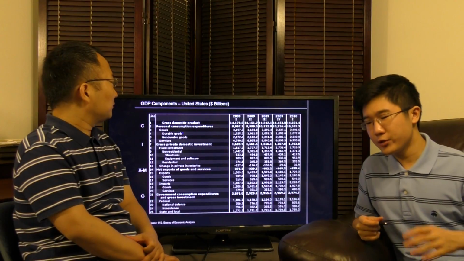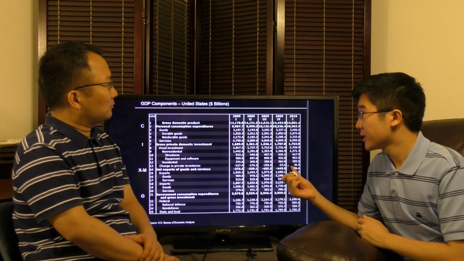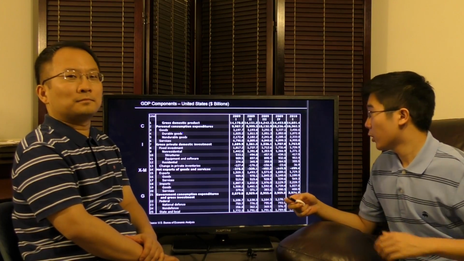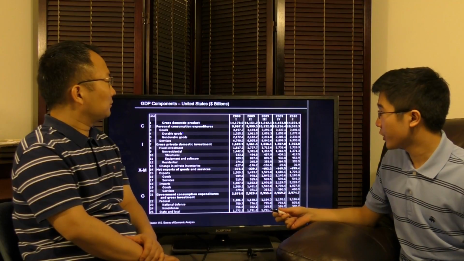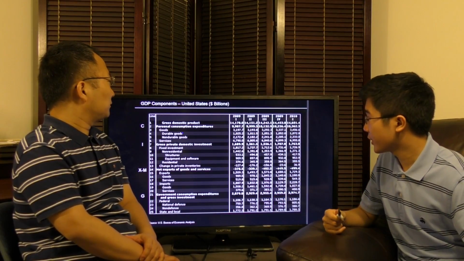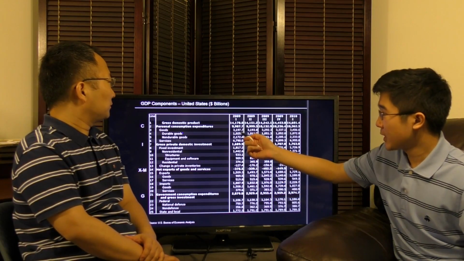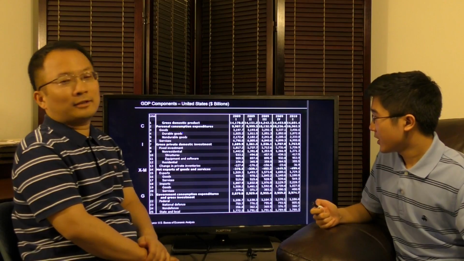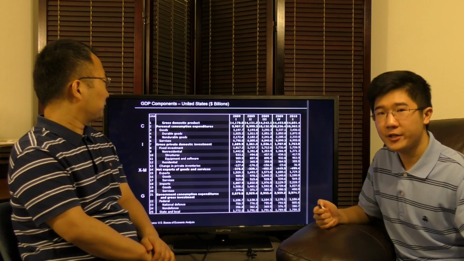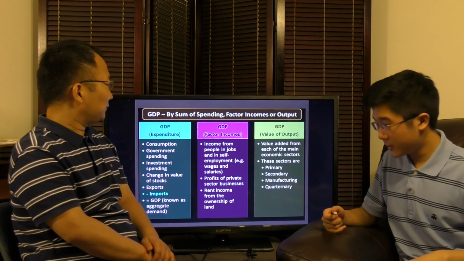Here's an example using real GDP, which is the GDP of the United States in 2009 and 2010. In 2009, we'll use the first quarter. Here we see our GDP is around 14.2 trillion, and most of it comes from consumption expenditure. Here we're going to see how GDP is counted using our first step, GDP by expenditure, because here we list all the expenditures.